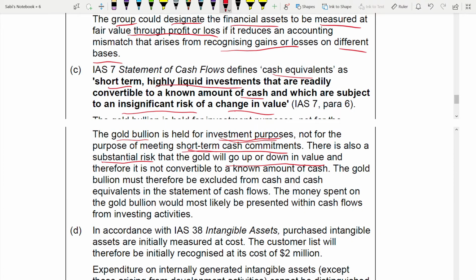Because the value keeps going up and down, you don't know the known amount of cash, the convertible amount of cash. So in this case, this gold bullion has to be excluded from cash as well as cash equivalent in the statement of cash flow. You cannot put it as cash or cash equivalent. Then what about the money spent on the gold bullion? How are you going to present it? Cash flow from investing activity, because you're holding it for investment purposes, right?